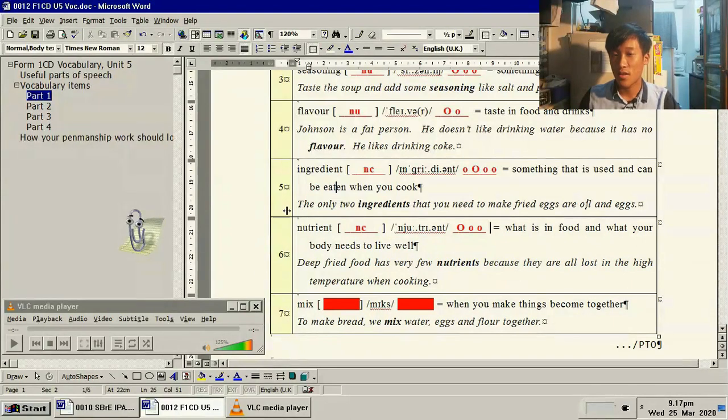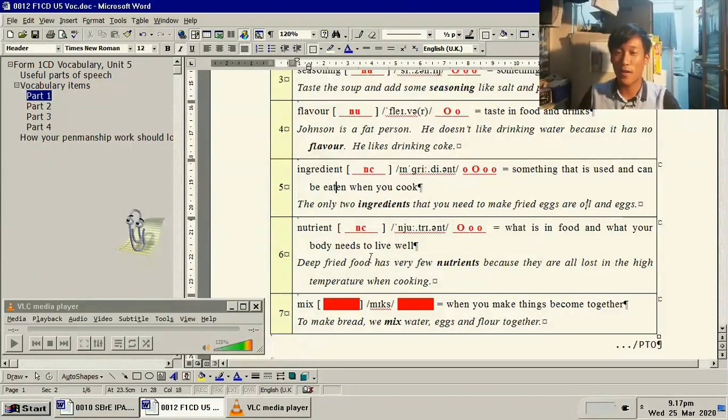And then this thing is what is in food and what your body needs to live well. If you do not have enough of this, then you will not be very healthy. You get sick easily. So example sentence: Deep fried food has very few nutrients. So deep fried food is not good for your body.